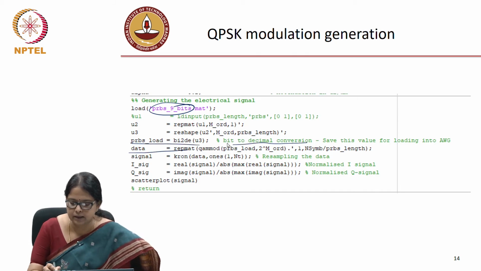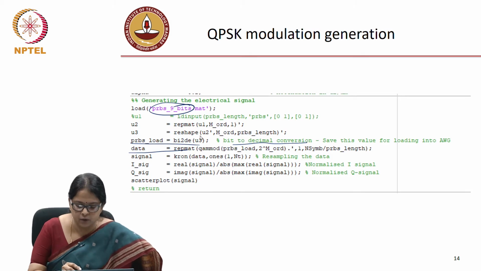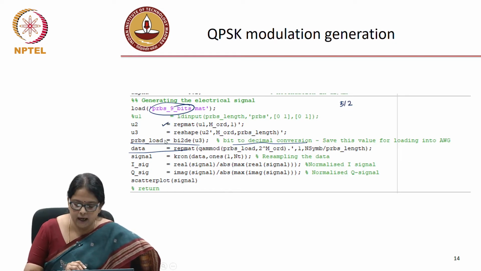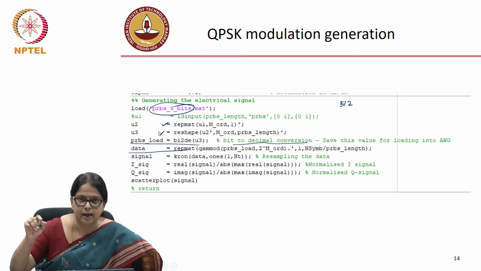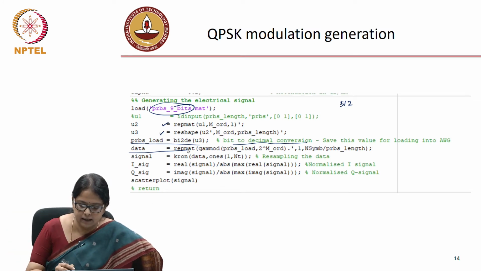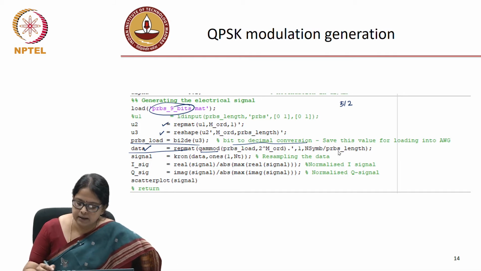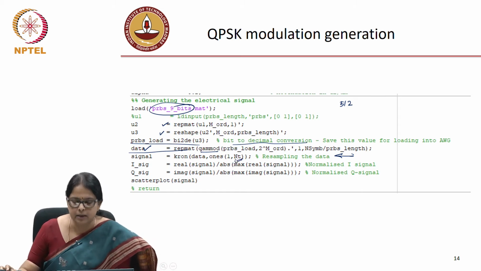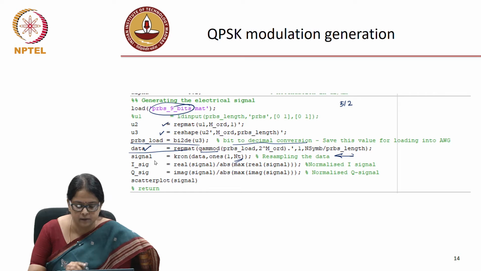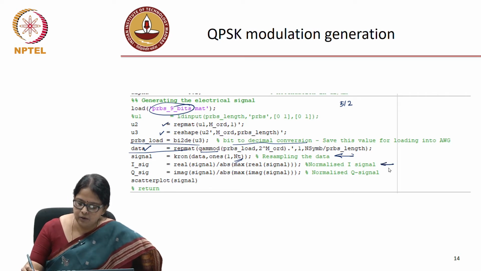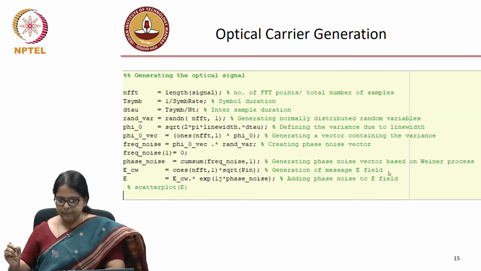So, this is bit to decimal conversion. You first generate 512 bits corresponding to I data. This is repeated for Q data, and you reshape it so that you have I and Q arranged in a matrix, and then the data is actually generated through the QAM modulation function of MATLAB. Now, this step looks at resampling. We already said that there are 10 samples per symbol. So, this function does the resampling and gives you 10 samples per symbol, and from there you generate your I signal and your Q signal.